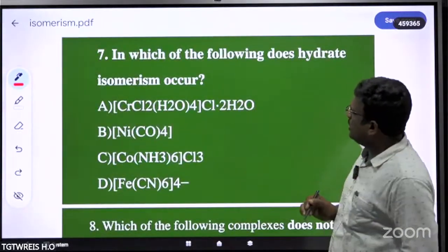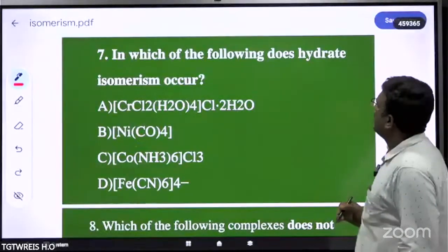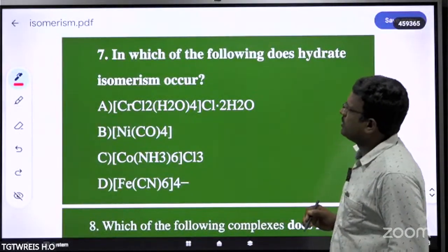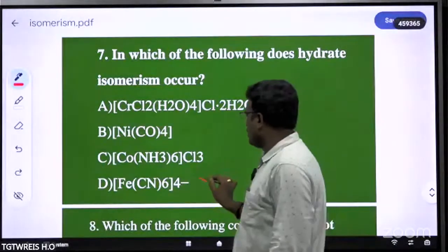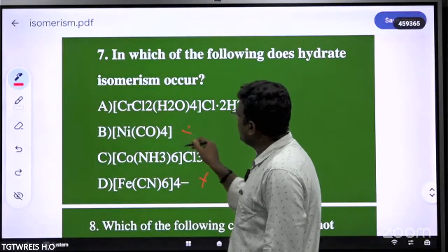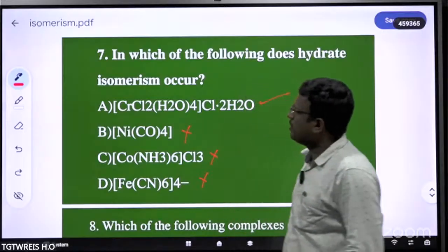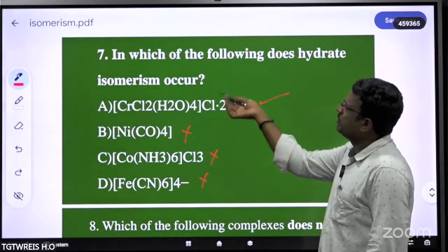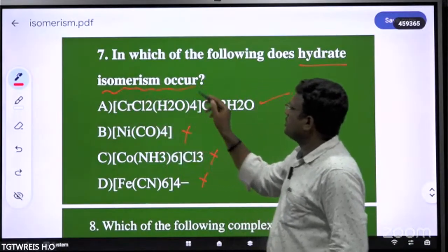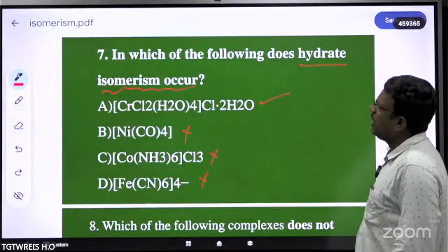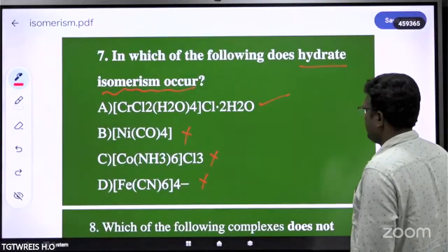The next one is, in which of the following does hydrate isomerism occur? So hydrate isomers occur here. Here is not a water molecule, here is also not a water molecule. This question came in the last time examination. We can tell at a glance: hydrated isomerism occurs when there is water molecule exchange.